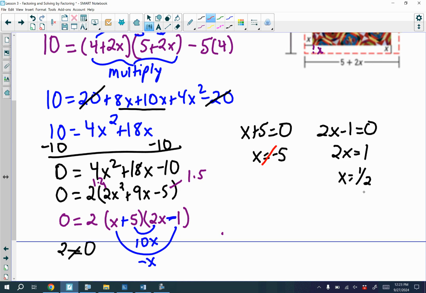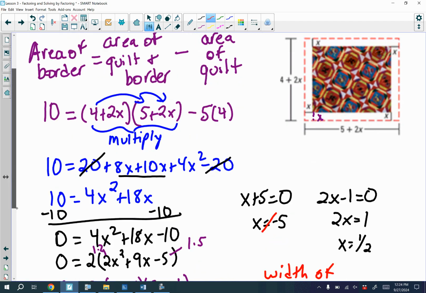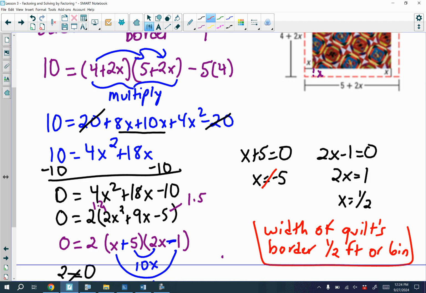Now, we do need to make sure we talk about what this 1/2 means, okay? Because we've got to put a label with it. So what this means is basically the width of the quilt's border, so that's what we want, the width of the quilt's border. Since we have a half, that can mean a 1/2 foot, or 6 inches, right? Because 1/2 a foot is 6 inches, so you can write either. So we want the width of the quilt's border to be either 1/2 foot or 6 inches. So that would be our answer.